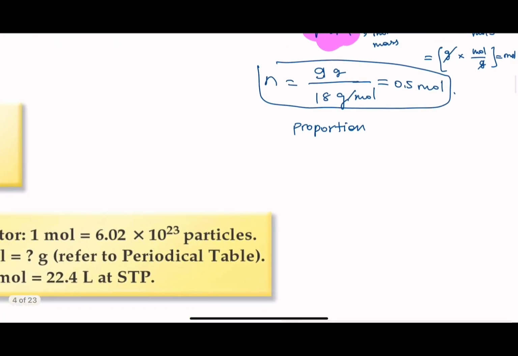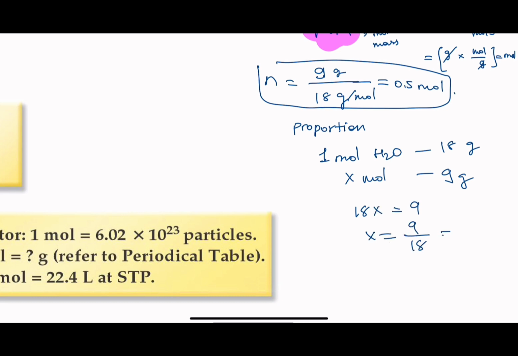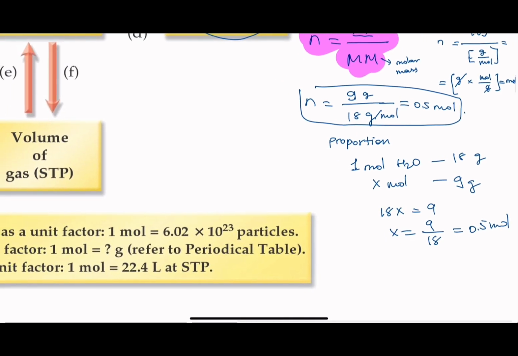So with proportion, the way you will do it is that, because for 1 mole of water you have 18 gram, and then for 9 gram you have x mole. So you do the math: 18x equals 9, x would be 9 over 18, which would be 0.5 mole. This is the way of finding it with the proportion.